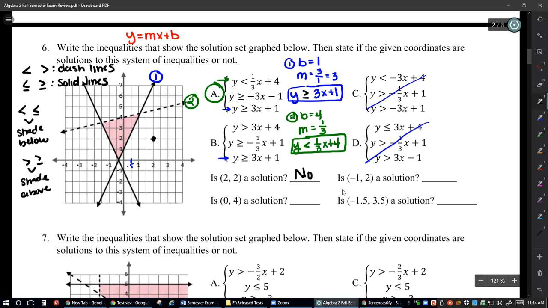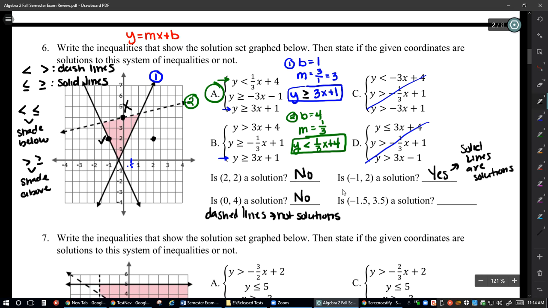So for 0, 4, 0, 4 is here on a dashed line. That is not a solution. We cannot include dashed lines. Dashed lines are not solutions. Now, -1, 2 is on a solid line. That is a solution. Solid lines are solutions.